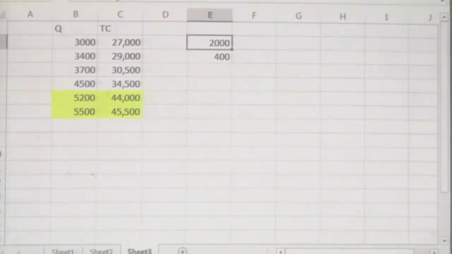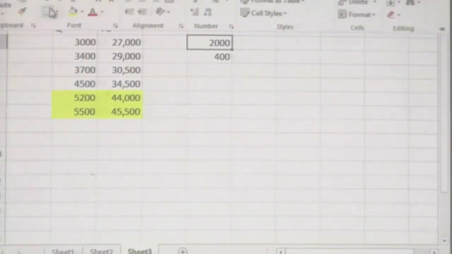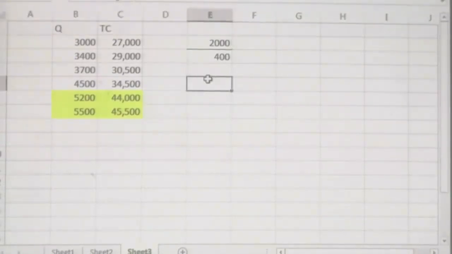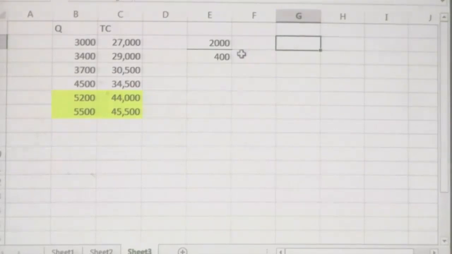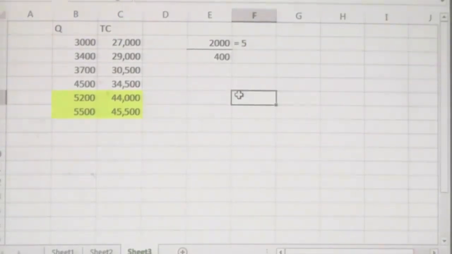Now if you use what is the increase per unit, the delta TC 2000, delta Q 400. Therefore, we can say per unit it is increased by 5 rupees. It is increased by 5 rupees, right? Now, this is the variable cost.